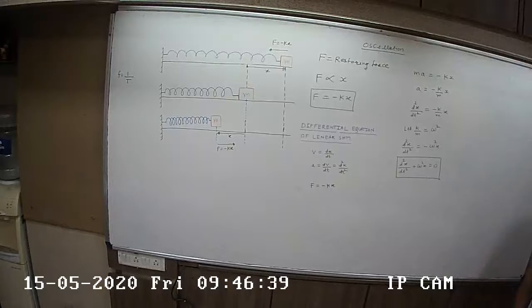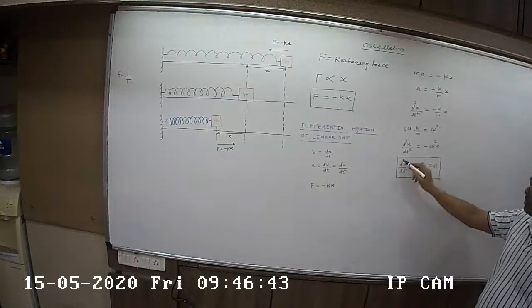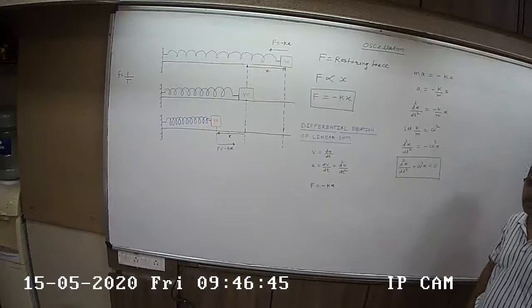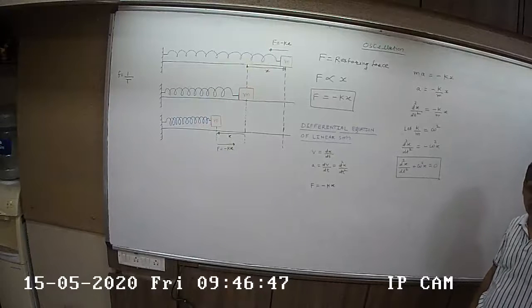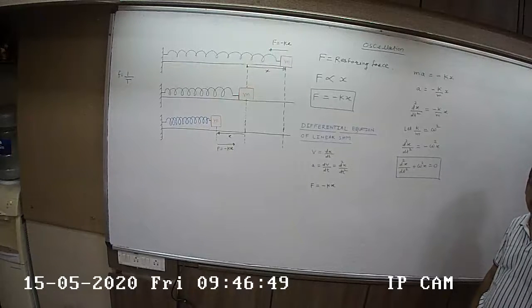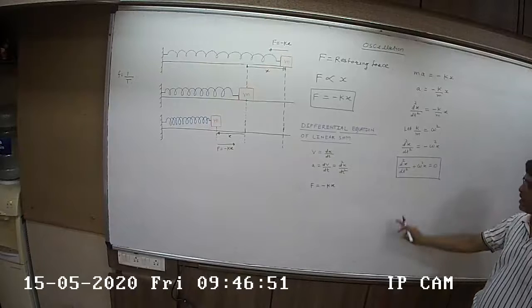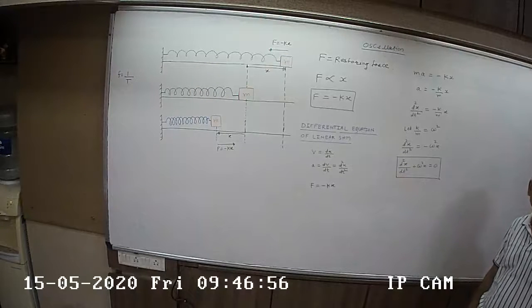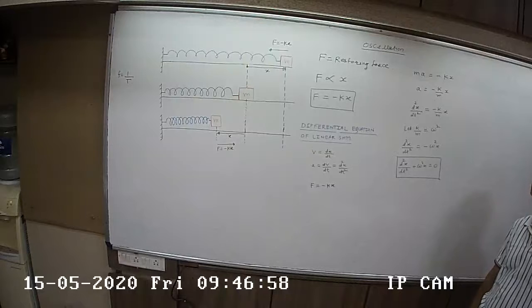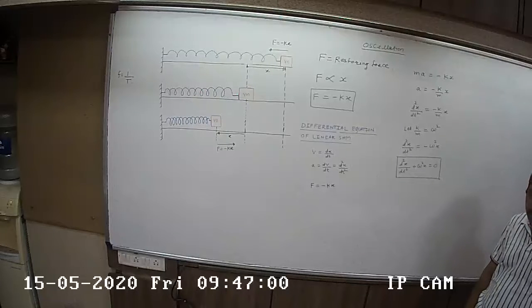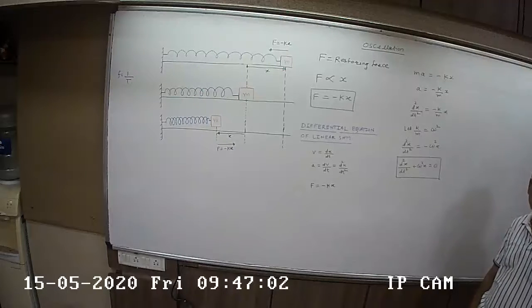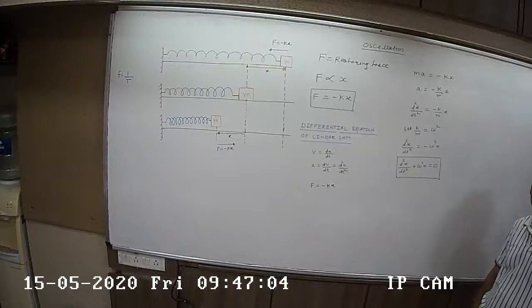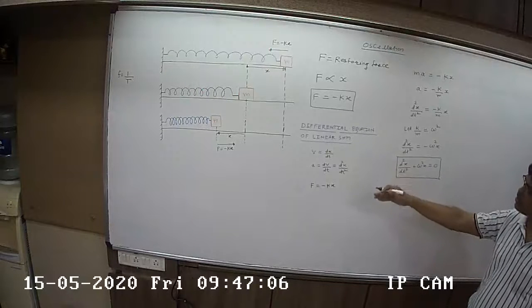Now, why is it called the differential equation of linear SHM? Look at the first term on the left hand side. It contains the double derivative of x with respect to time. It is a derivative term, a differential term, that is why it is called a differential equation of linear SHM. In the standard exam, the question will be asked for 2 marks: derive the differential equation of linear SHM. This is how you will start.